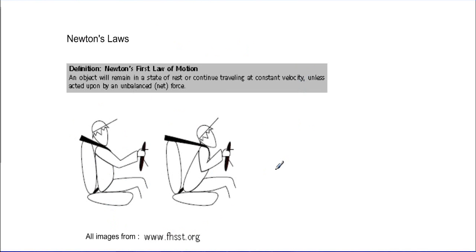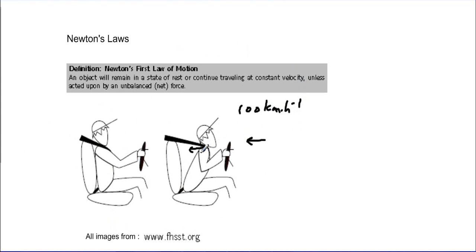Looking at this diagram, discussing Newton's first law, we see a person driving a car at 100 kilometers per hour. If he suddenly presses the brakes, the car will slow down and stop, but the person in the car will continue moving at 100 kilometers per hour unless acted upon by a net force. In this case, the net force will be the seat belt, which pushes him back and brings him to a stop.